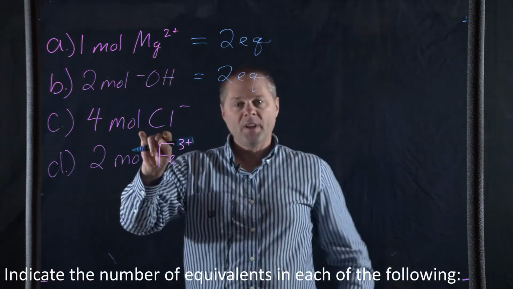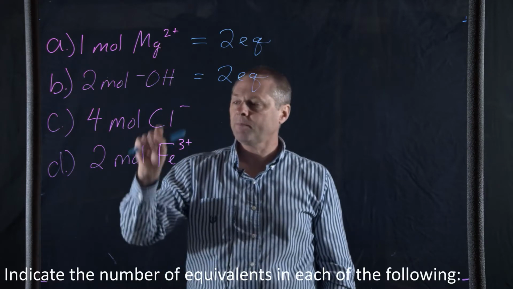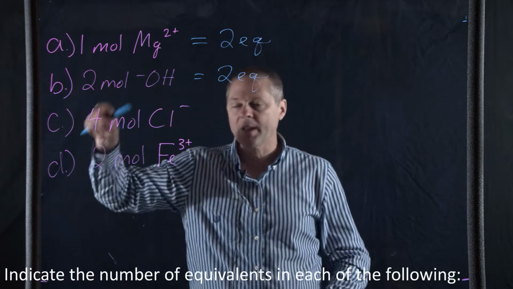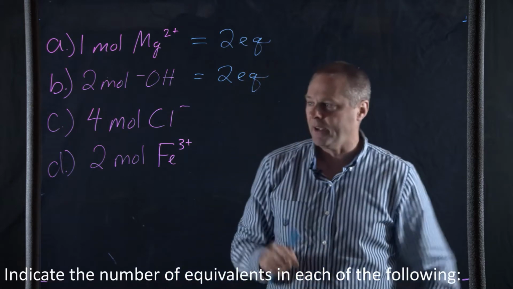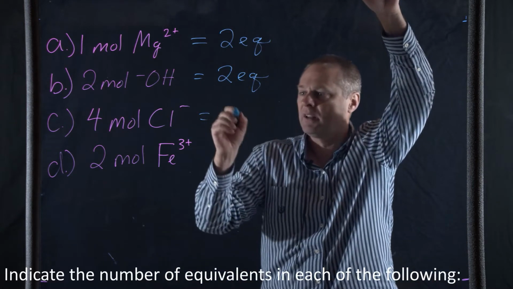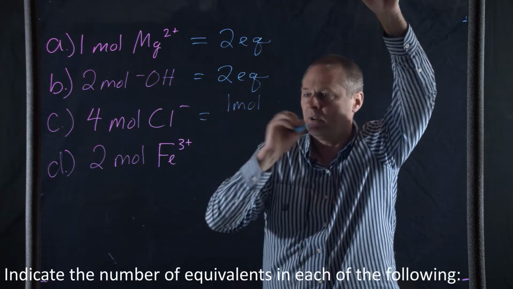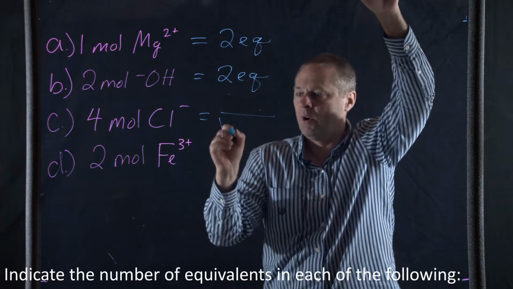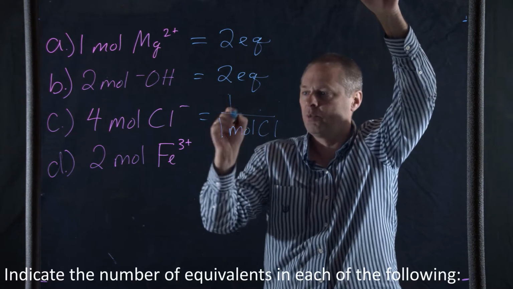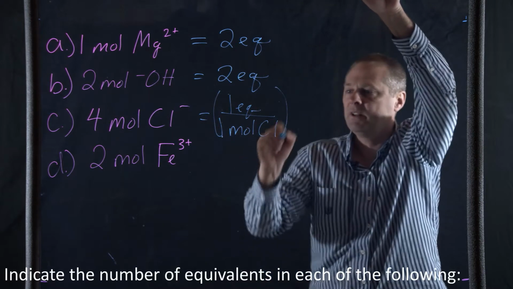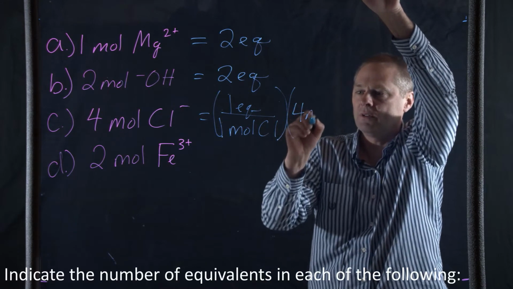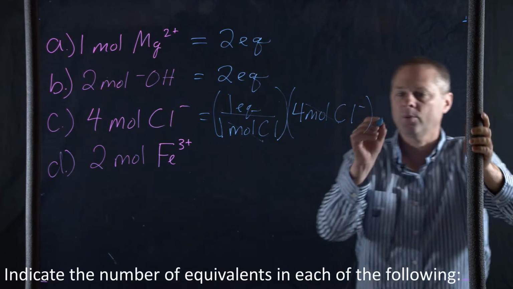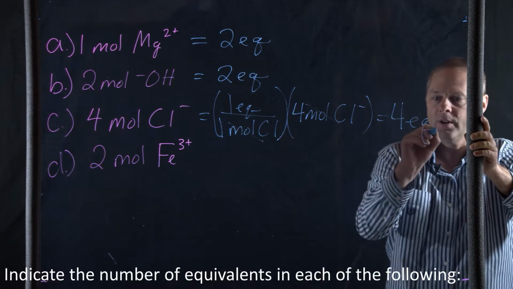All right. Here we have 4 moles of the chloride. Each mole of chloride is going to contribute 1 equivalence of charge. For every 1 mole of chloride, there's 1 equivalence of charge. All right. Now, if we happen to have 4 moles, then the moles cancel and we're left with 4 equivalences.